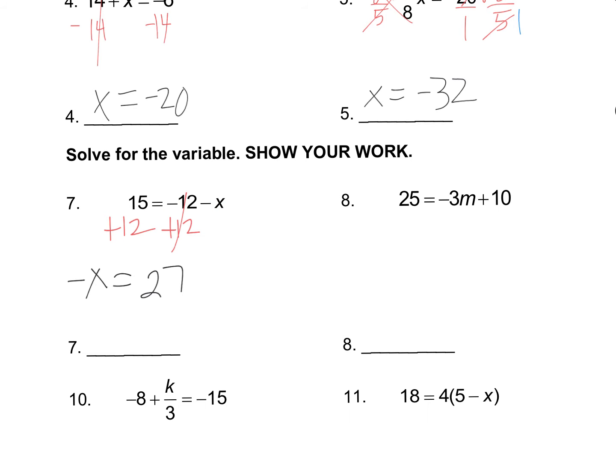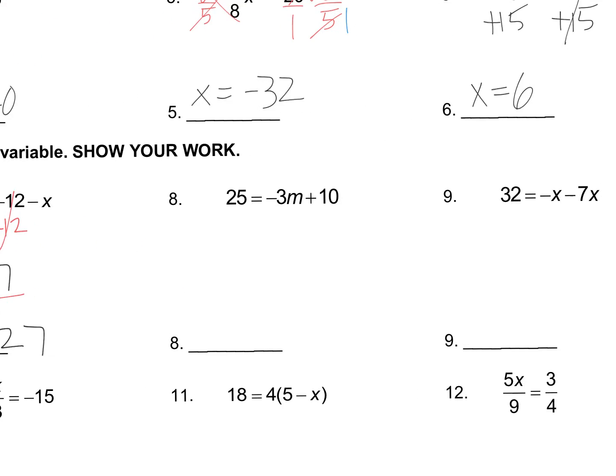And then you ask yourself, there's two ways you can think of this. One way you could say is the opposite of a number is 27, so therefore that number is -27, because the opposite of -27 is +27. The other way you can think about it, this is a -1 out front, and you're dividing by -1, and that will give you -27.